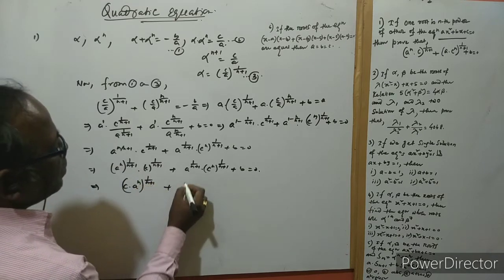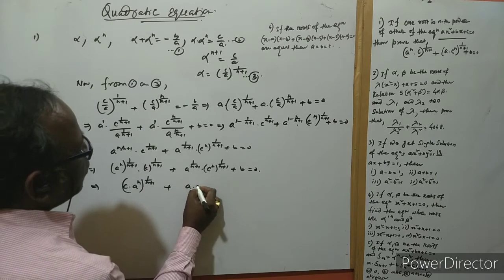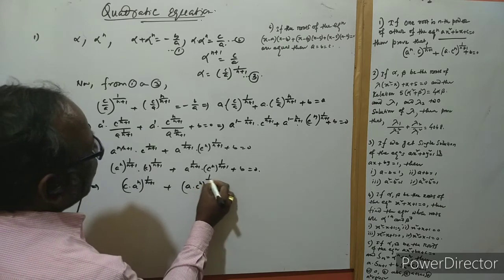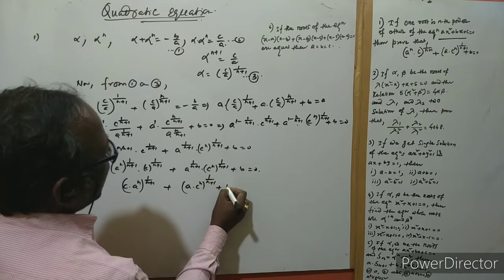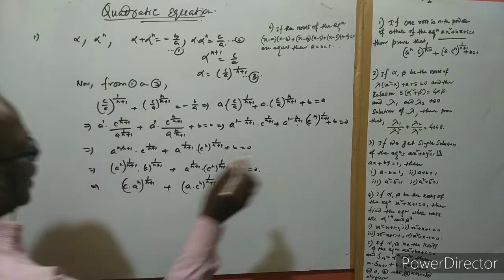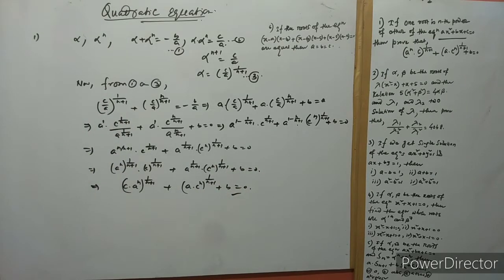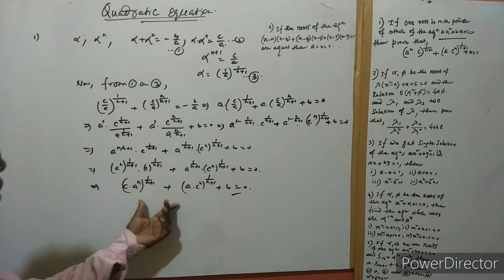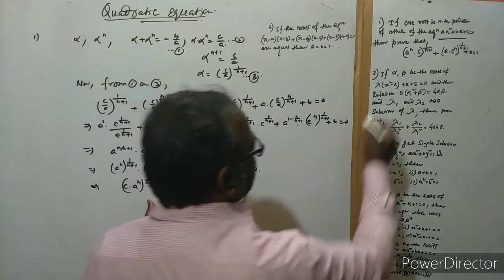And also that is here a into c to the power n and whole to the power 1 by n plus 1, and also plus b. And this is equal to 0, and this is the condition which I wanted to prove. Okay, got the answer, this is it. So this is your answer.